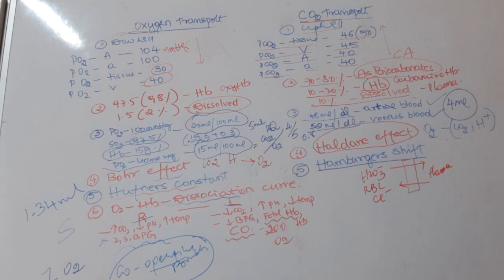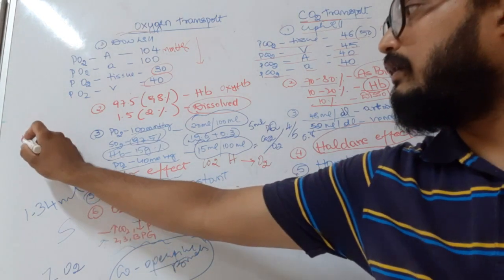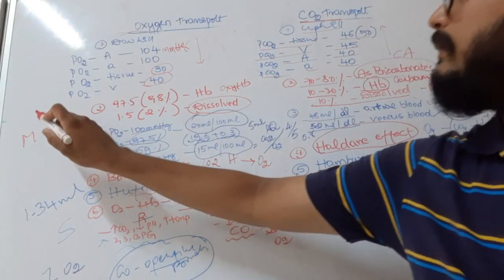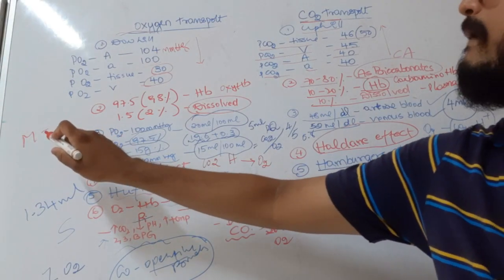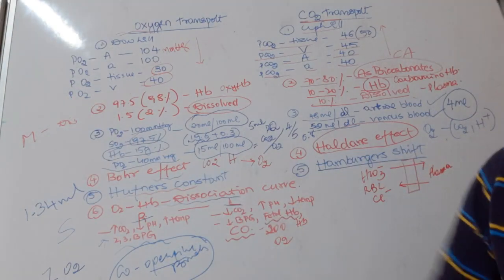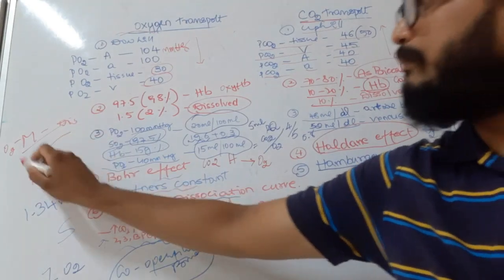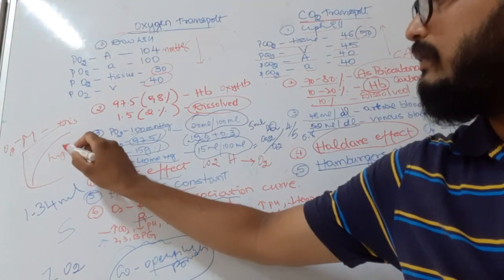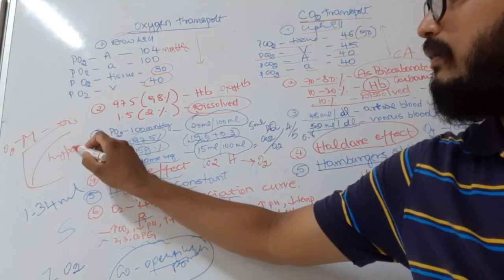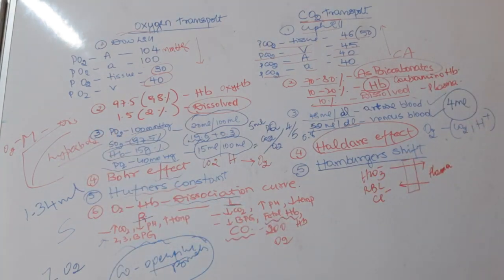And we have the myoglobin dissociation curve, that is the oxygen myoglobin dissociation curve, which has a hyperbola shape and is much steeper compared to the oxygen hemoglobin dissociation curve.